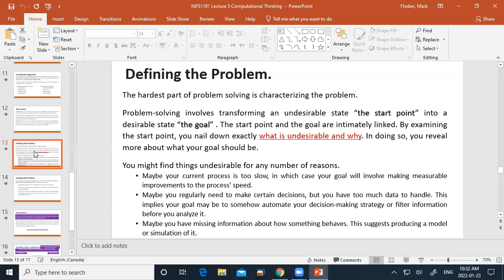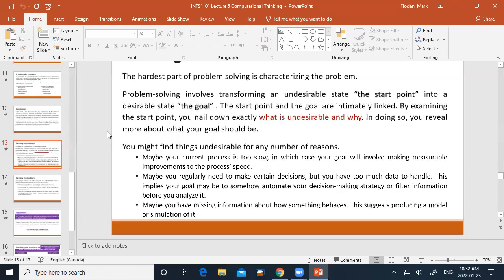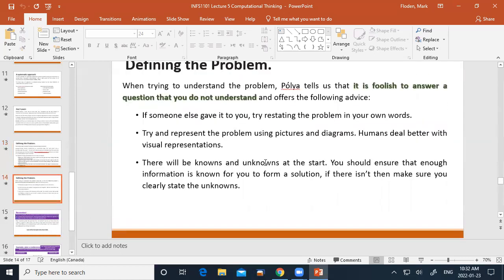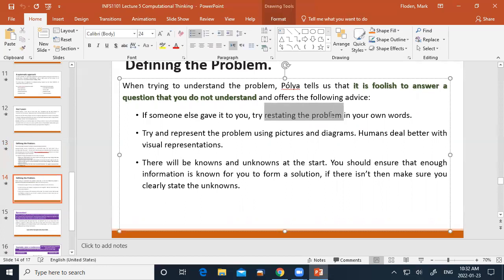As I said, that's going to involve talking to people and thinking carefully about the problem that we have, developing the goal and making sure that we're solving the right problem. Pólya says it's foolish to try and answer a problem that we don't understand. Restate the problem in your own words. Talk to them about it. Restate the problem to them in your own words and get their feedback on it, I would say.